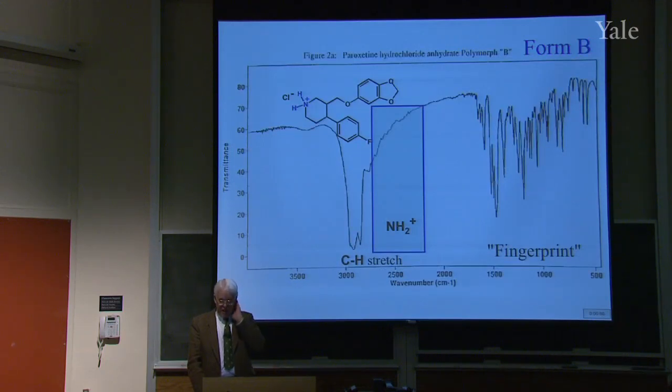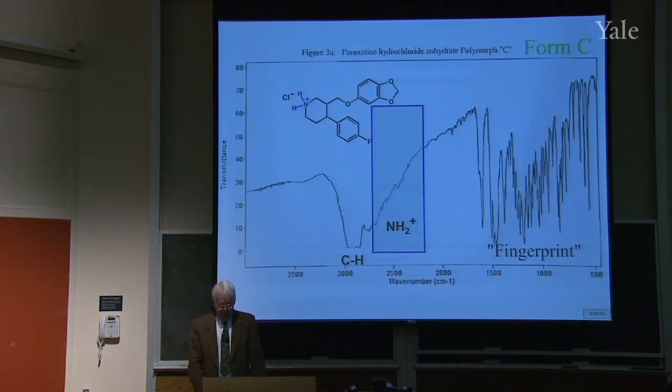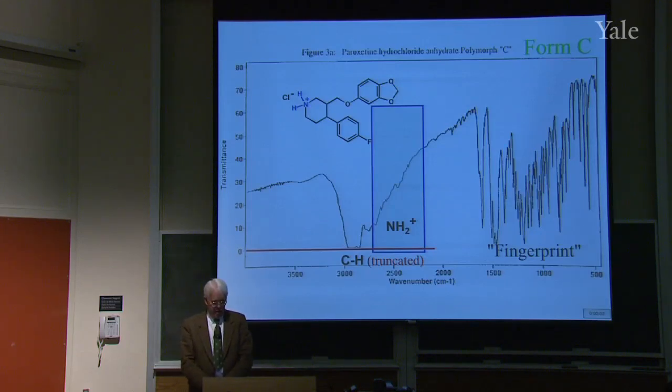Here's the second form, form B. Again, there's ammonium functionality in there, CH and fingerprints. And here's the third form, same deal. Notice incidentally that they had a lot of sample in this one, so a lot of it had zero transmittance.